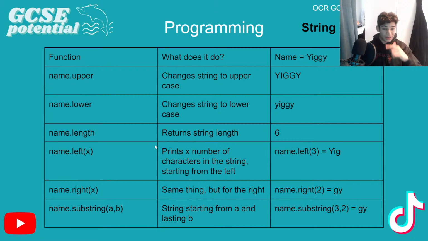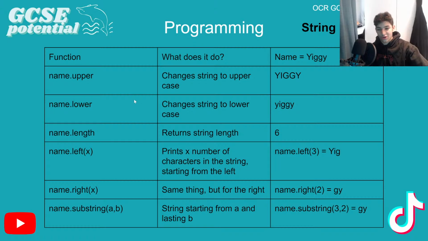So string manipulation. This is another topic which appears quite frequently. So you need to know all of these different functions. Upper, guess what it does? Turns it to uppercase. Yeah. So it changes the string to uppercase. So the example here is you have the name Yiggy, and what does it do to each thing? So name.upper would turn Yiggy into Yiggy with capital letters.